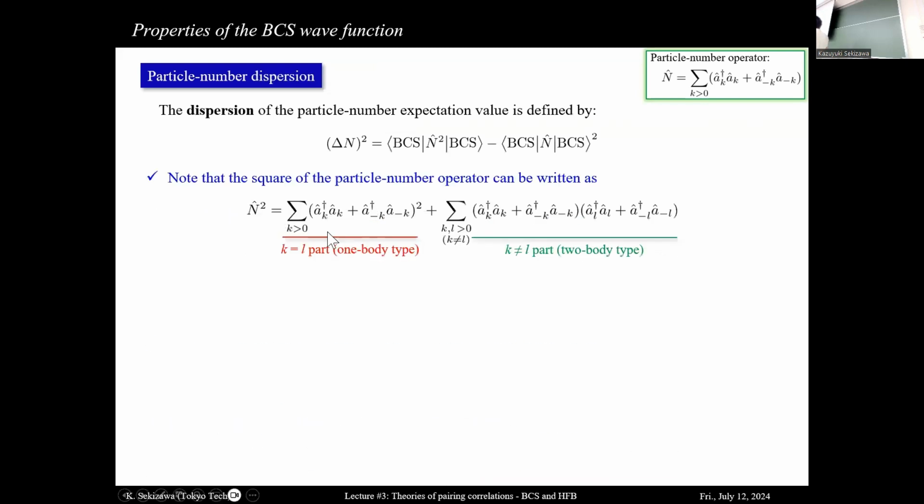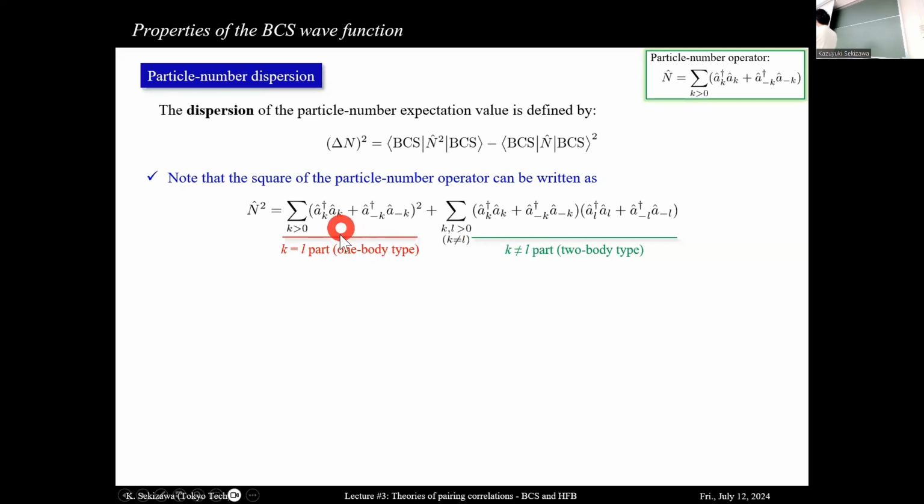Okay. So this expectation value of n is already calculated. This is just the particle number expectation value. So what we should evaluate is this first term, the expectation value of n hat squared, which can be written in this way. This is the particle number operator, and I just described explicitly the two terms.